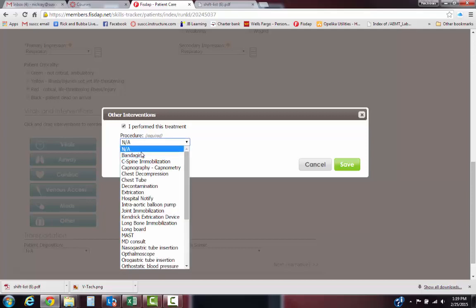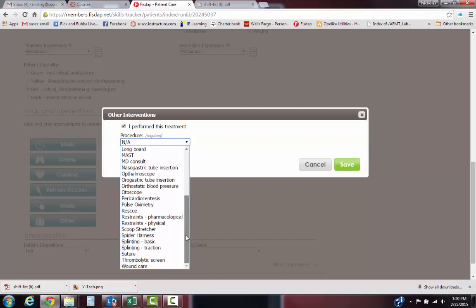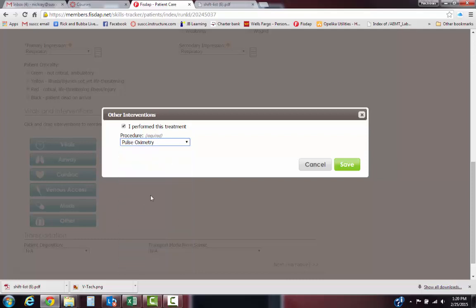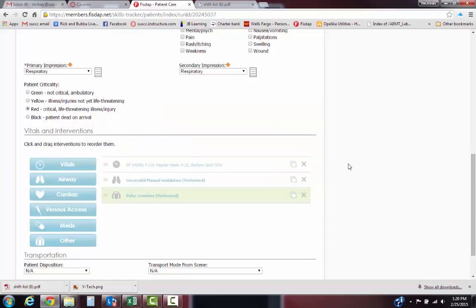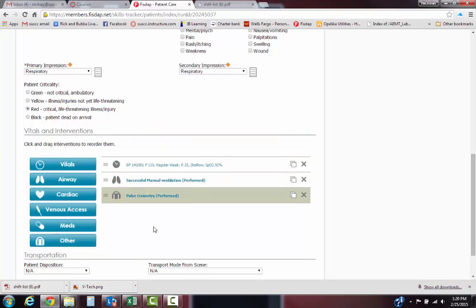Did we bandage him? Did we take C-spine? Did you help with extrication? Did you put him on a long board? Did you do long bone immobilization? There's several things in here that you should be able to do in the field, so be sure that you document those. Anything that you do for this patient, be sure you try to find and document.